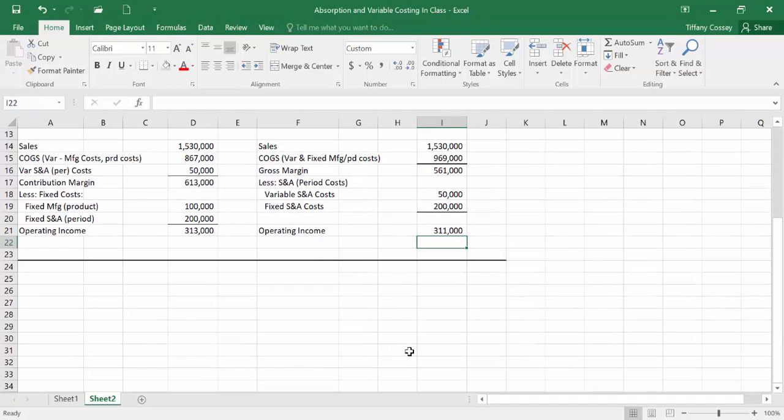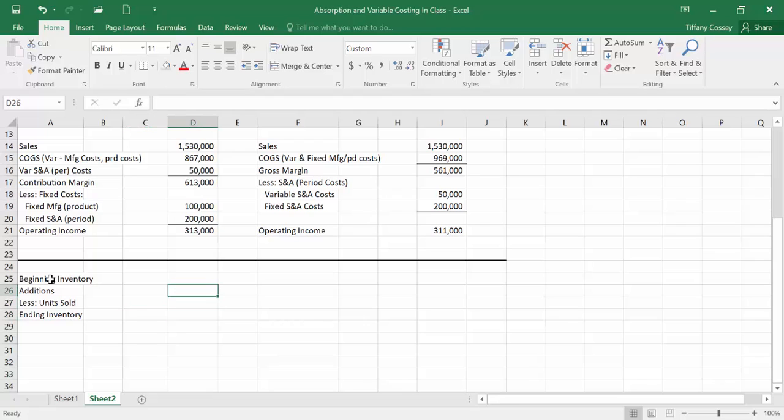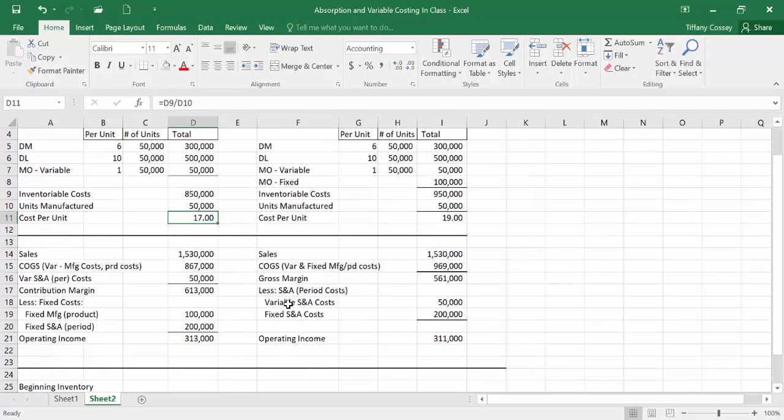And then finally, I need to calculate ending inventory for each. So I can get to ending inventory by taking my beginning inventory and adding to it anything that I added to the total inventory during the period. So we'll just call those additions. And then subtracting out anything that I sold. And that will give me my ending inventory. Since everything has been measured in units for us, we're going to do it in units, and then we're going to multiply that by the cost per unit.